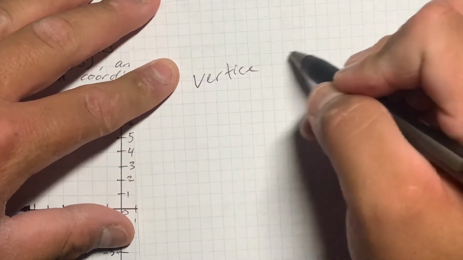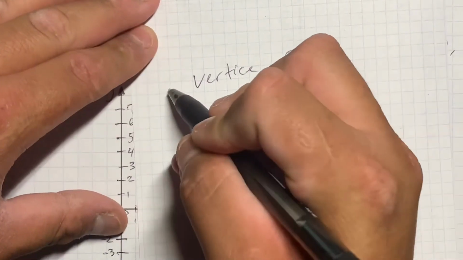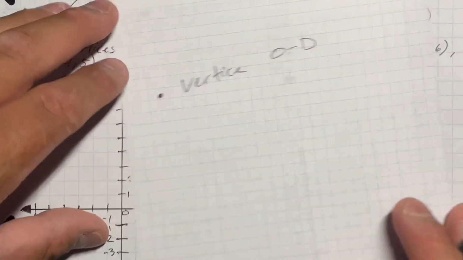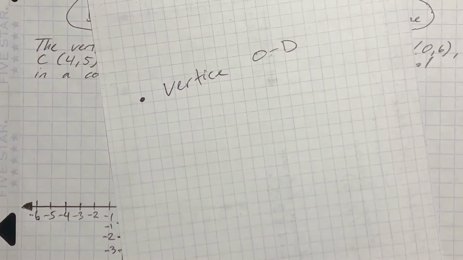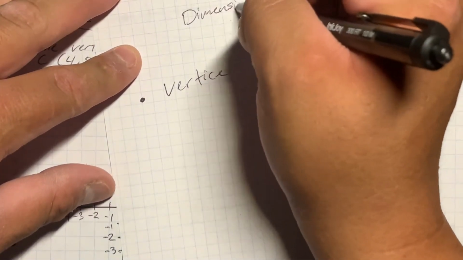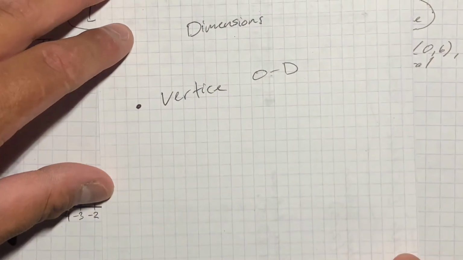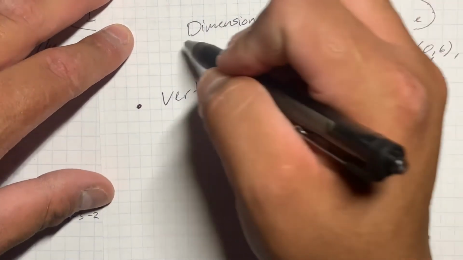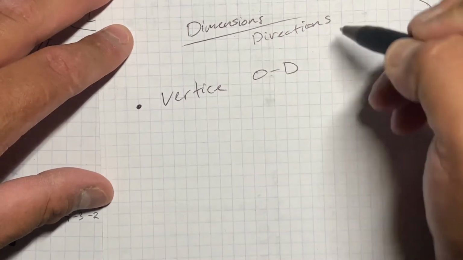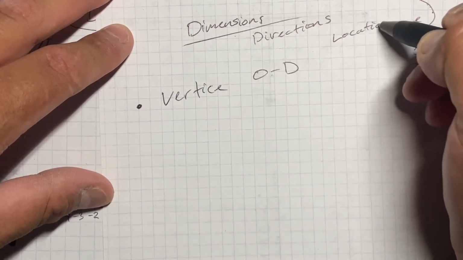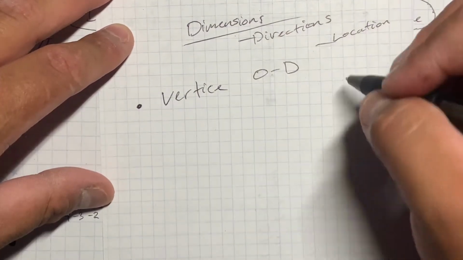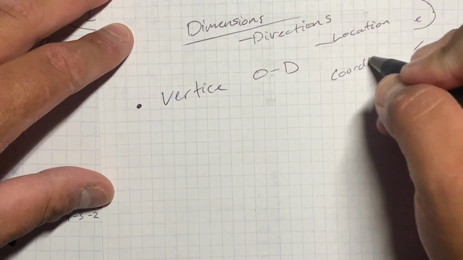Vertices, remember, they are 0-dimensional. So this would be a vertice, a point. It has no dimensions. Now, to a mathematician, to a physicist, dimensions, okay, so we're talking about dimensions. We're not talking about some alternate universe or anything like that. No, dimensions simply stands for directions, a location. So they are directions, they are a location, and we call those coordinates.